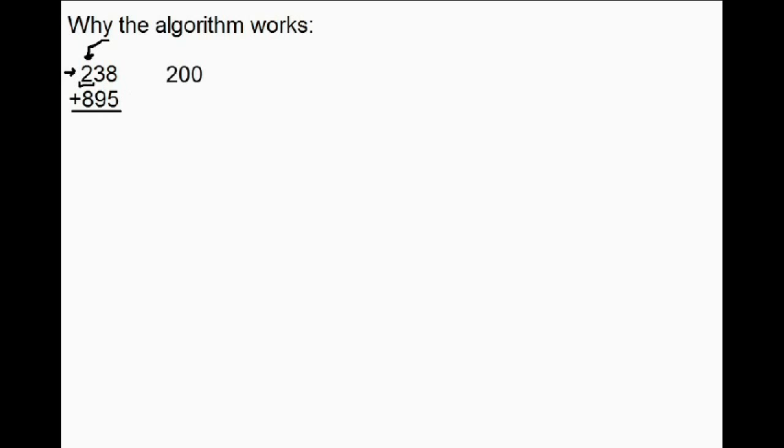Working our way to the right in this number, getting to the smaller place value, the next biggest place value we have is the tens. The digit we have in the tens place is a 3. So the value of that digit is 3 tens. 3 tens is 30.